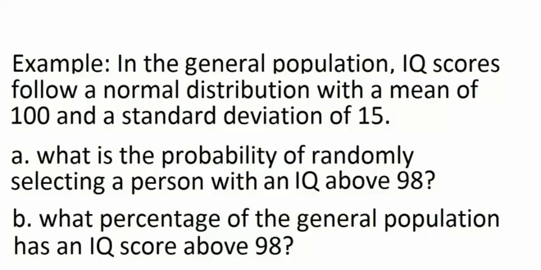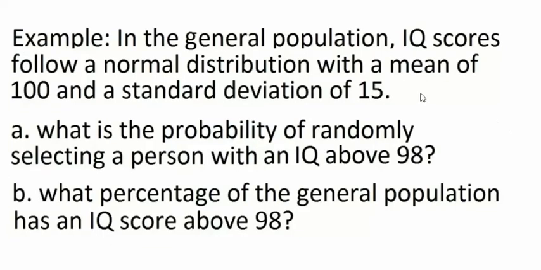In this example right here, we have the same situation. We're talking about how in the general population, IQ scores have a normal distribution and a mean of 100 and a standard deviation of 15. And now we want to know, what's the probability of randomly selecting a person from the general population and getting a person with an IQ above 98? So notice how it's an above problem. And also, we're going to do a part B again and find out what percentage of the population is above 98. And just like before, we get this first answer and multiply by 100, and we get part B.